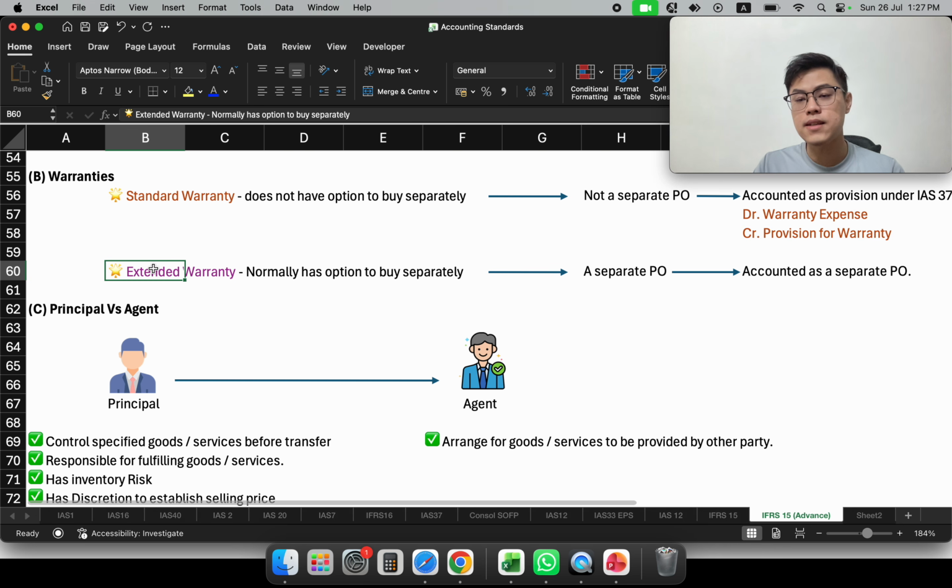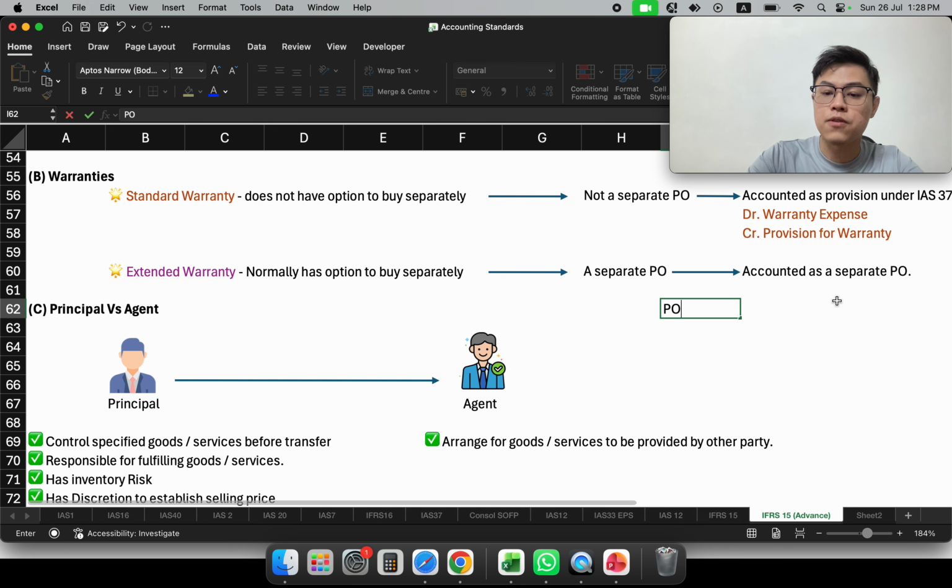On the other hand, if we have an extended warranty, something that we can buy as an extension. Like for example, an iPhone at 5000 together with the standard warranty, and the salesman tells you, hey, we have an extended warranty for another 24 months. So each month is $50. So you want to subscribe or not? So if let's say you want, then this particular warranty will be considered as a separate warranty and is considered a separate PO. So you will need to account for it.